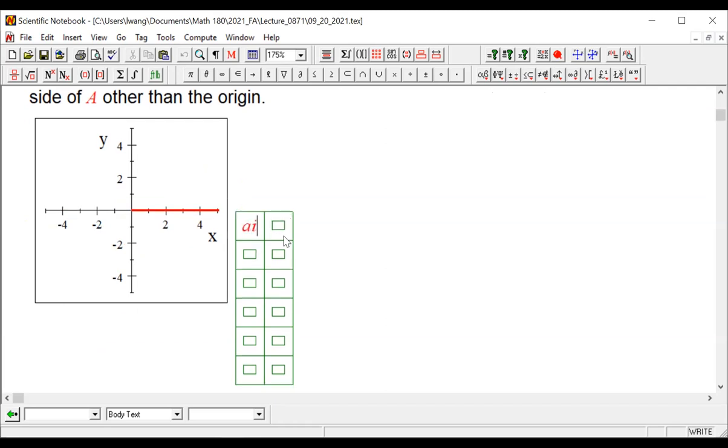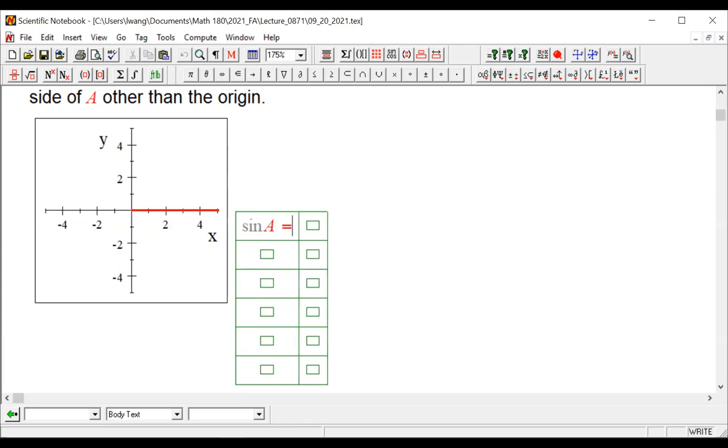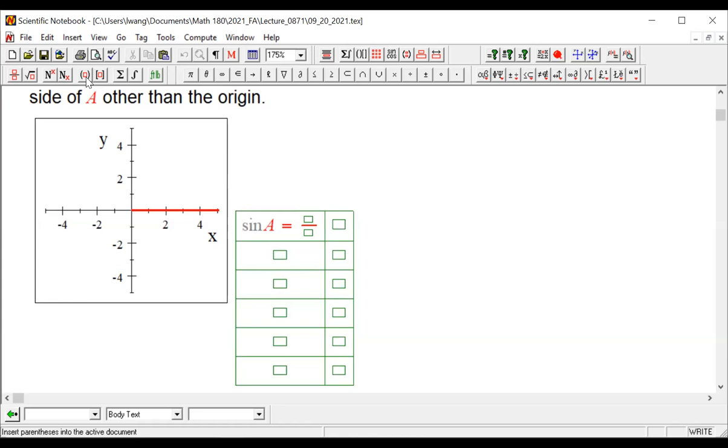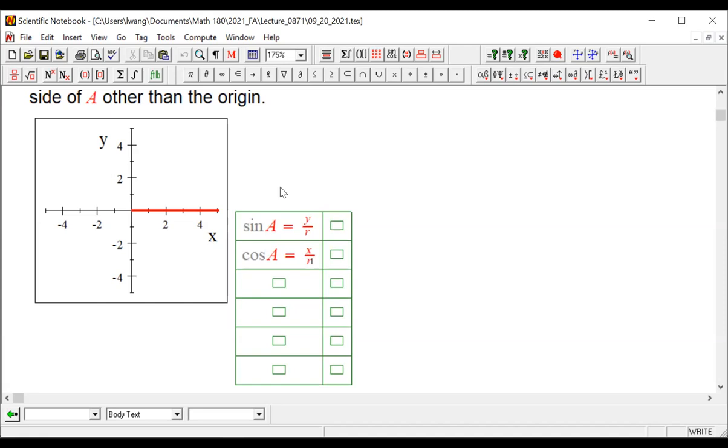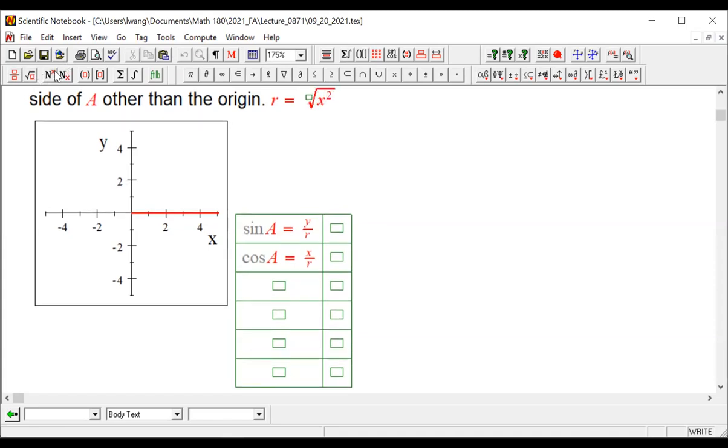Sine of A is equal to what? Sine of A is y over r. Cosine of A is x over r. Okay, r will be specified, okay? R is specified. So we know what x is, what y is, right? So r is what? The square root of x squared plus y squared.